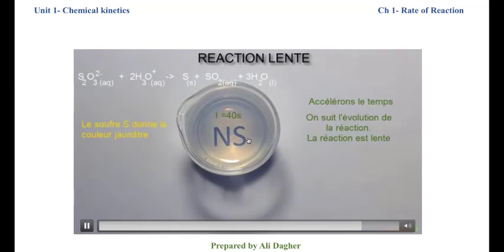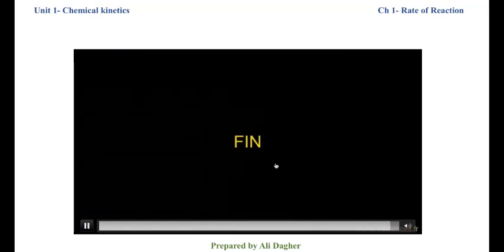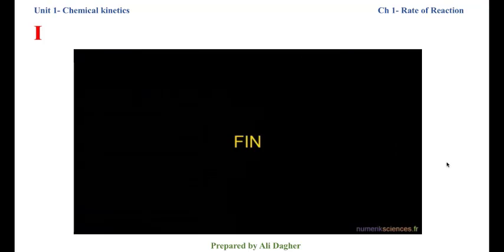We then observe a change in color. The letters NS disappear gradually until we cannot see them after 1 minute 10 seconds, due to the formation of sulfur. This formation is slow, so this reaction is slow.